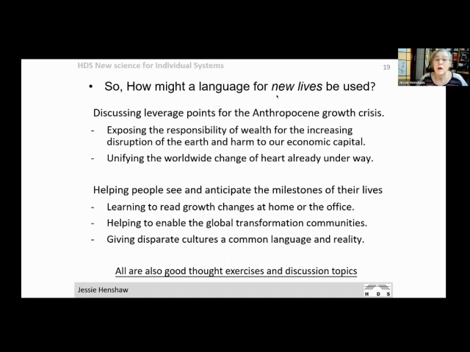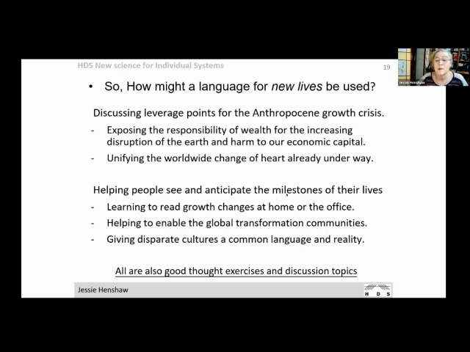So, how might this kind of language for new lives be used? It could be used for discussing the Anthropocene growth crisis, exposing the responsibility of wealth for the increasing disruption of the earth and harm to our economic capitals. And could be used to help unify a worldwide change of heart that's already underway but needs a focal point, and really needs a focal point. It needs that nucleus of germination to become a global consensus that we have to act, because we really have to act. And lots of people see that.